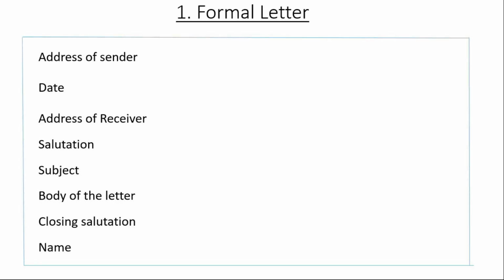So this is the format of a formal letter. Everything will be written towards the left hand side. First will be the address of the sender, which is your address. So your address would have to be written first. You do not have to write your name here. So no name, only your address. And you don't have to write your real address. After the address comes the date.